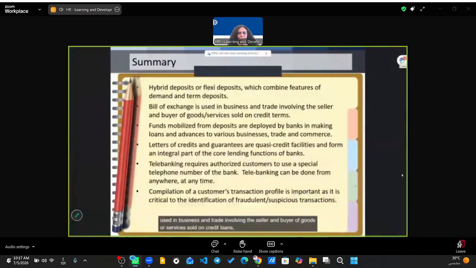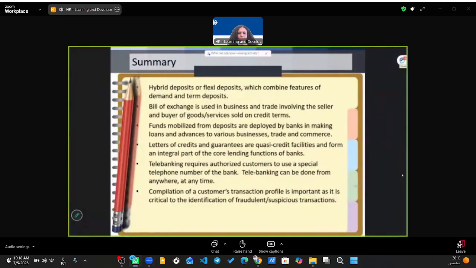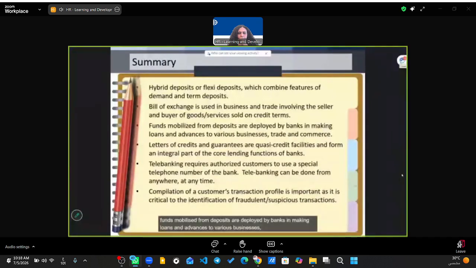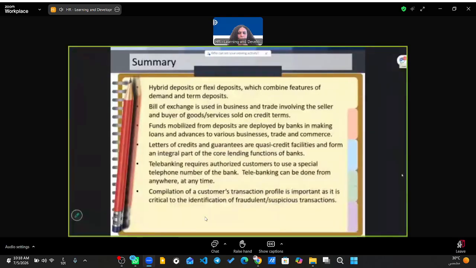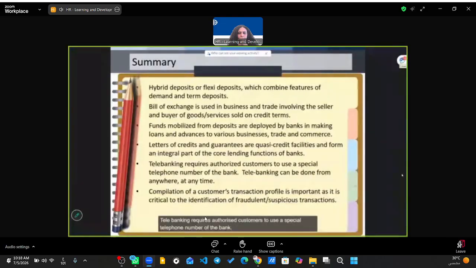Bill of exchange is used in business and trade involving the seller and buyer of goods or services sold on credit terms. Funds mobilized from deposits are deployed by banks in making loans and advances to various businesses, trade and commerce. Letters of credit and guarantees are quasi-credit facilities and form an integral part of the core lending functions of the banks. Telebanking requires authorized customers to use a special telephone number of the bank. Telebanking can be done from anywhere at any time.